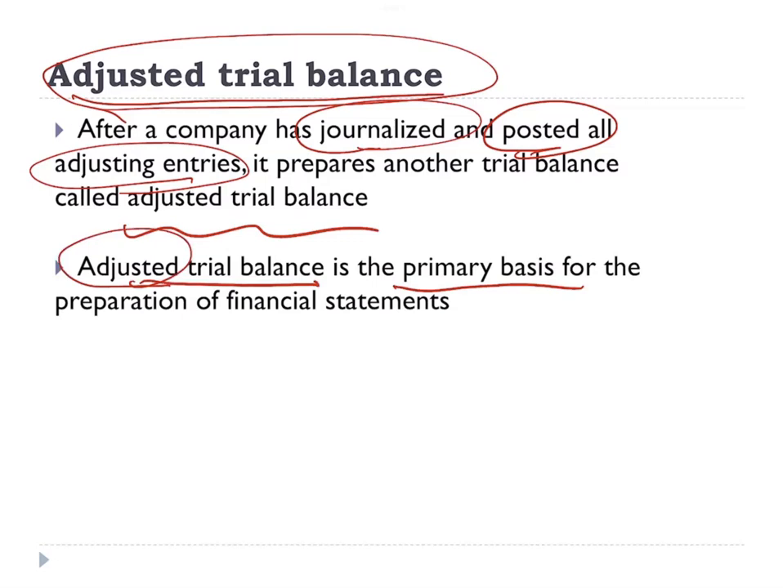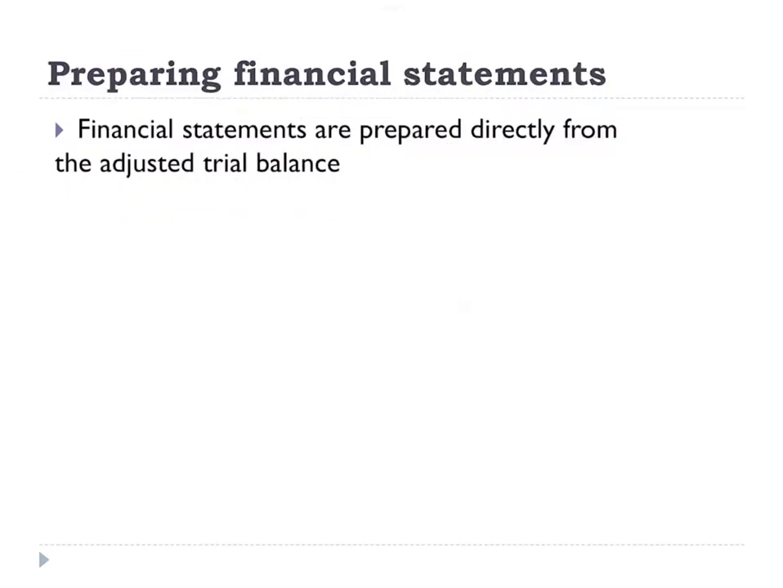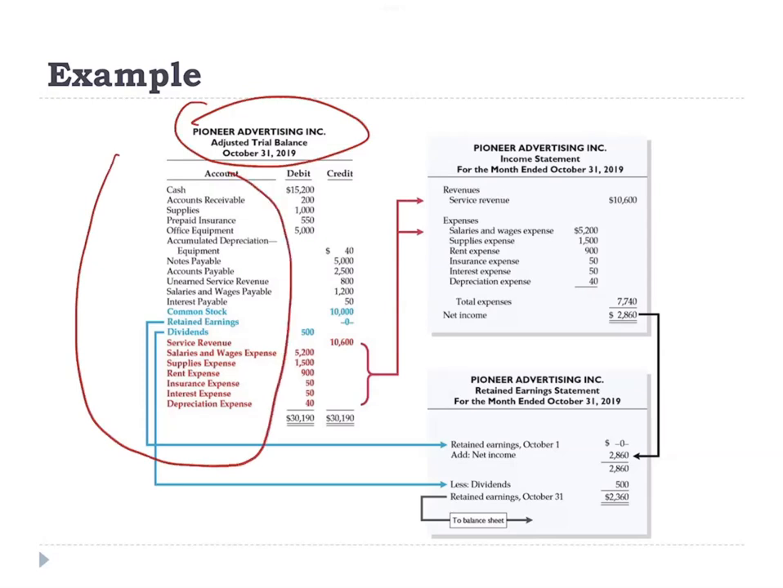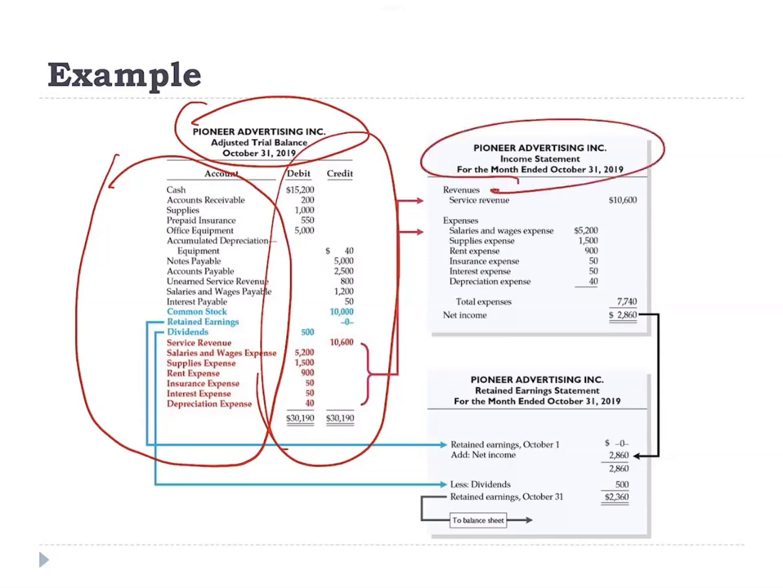So after we have made the adjusted trial balance, we can go ahead and prepare the firm's financial statements. And here are some examples. For example, this is the firm's adjusted trial balance. We have all of the accounts as well as their balances. And then for the firm's income statement, basically we take all of the firm's income statement accounts and arrange them according to a certain format into a statement called the income statement.